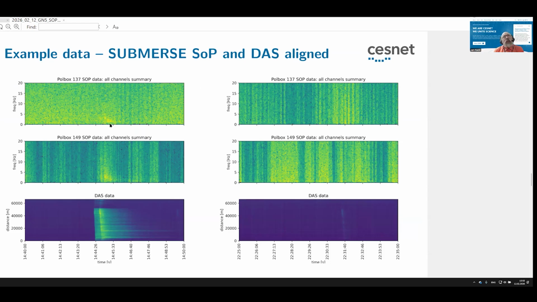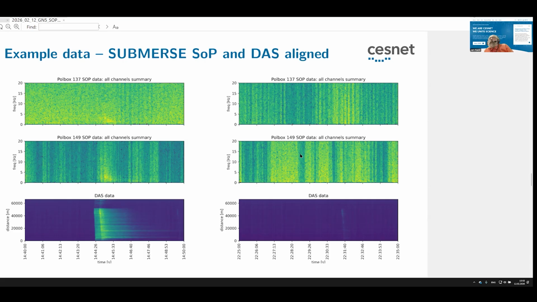It is really interesting because in the all channel summary, for me, this looks chaotic. Here on the SOP, you can see something more, and really nice, compared to DAS. So you can see the time is the same. Here we can see distance, and this is frequency.